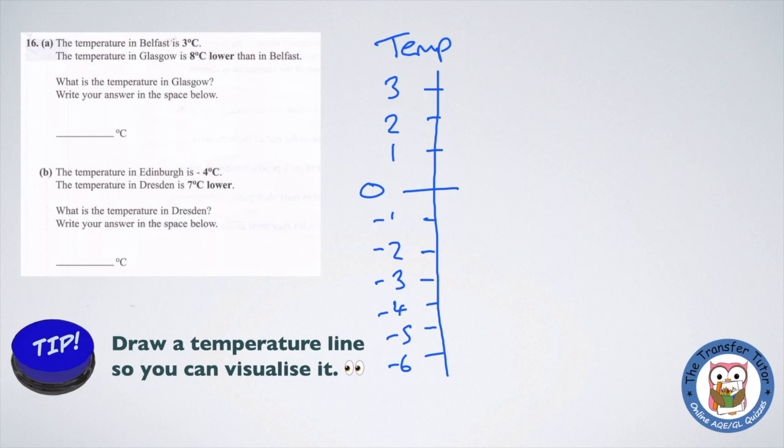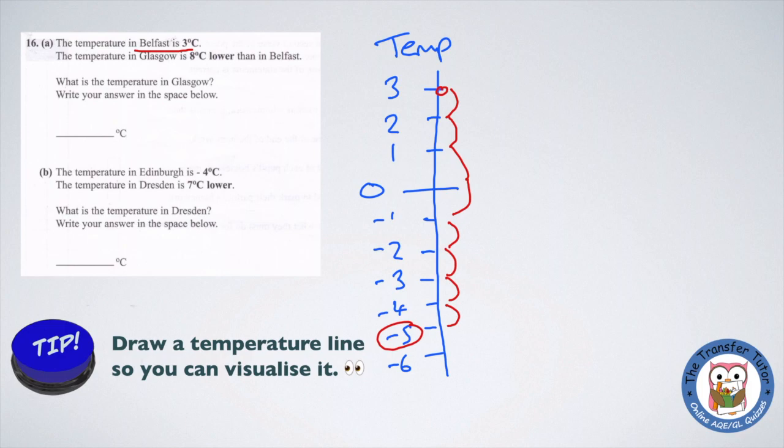And all you simply do is take your starting point, which is the 3 degrees, which it says Belfast is 3 degrees, and you count down 8. So 1, 2, 3, 4, 5, 6, 7, 8. And there is the answer.